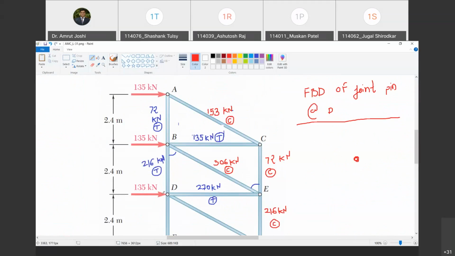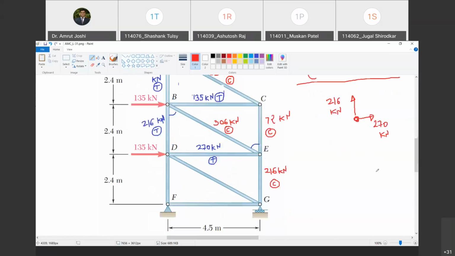Now, what is the force in member BD? It is 216 tensile. Are you with me? Yes, sir. So this is 216. Now I will avoid writing the names of members wherever possible. Now what is the force in member DE? It is 270 kilonewton tensile. So going away, 270. Are you with me? Yes, sir. Now what is the force in member DF? We assume it to be tensile. So this is the force in member DF. Happy? Yes, sir.